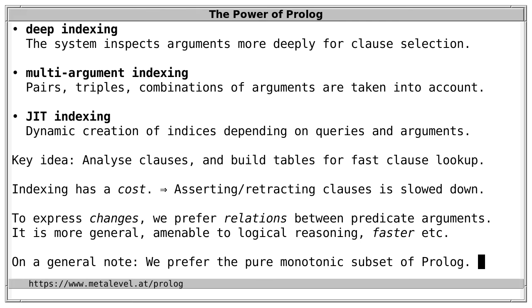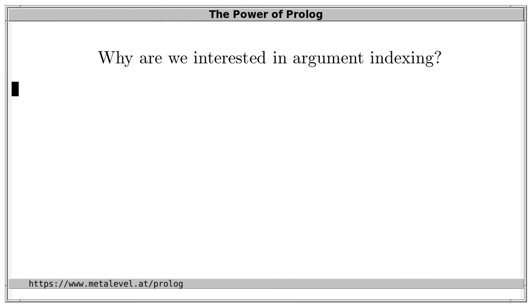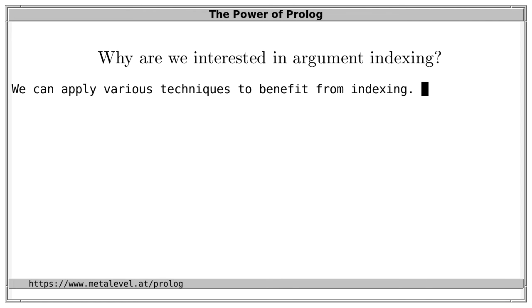So, on a general note regarding this topic, we prefer to use the pure monotonic subset of Prolog, and we generally avoid changing the Prolog database dynamically. Now, why are we even interested in argument indexing? I mean, I just said that Prolog should do this automatically. So why do we care about it? And the reason is that we can apply various techniques to benefit from indexing.